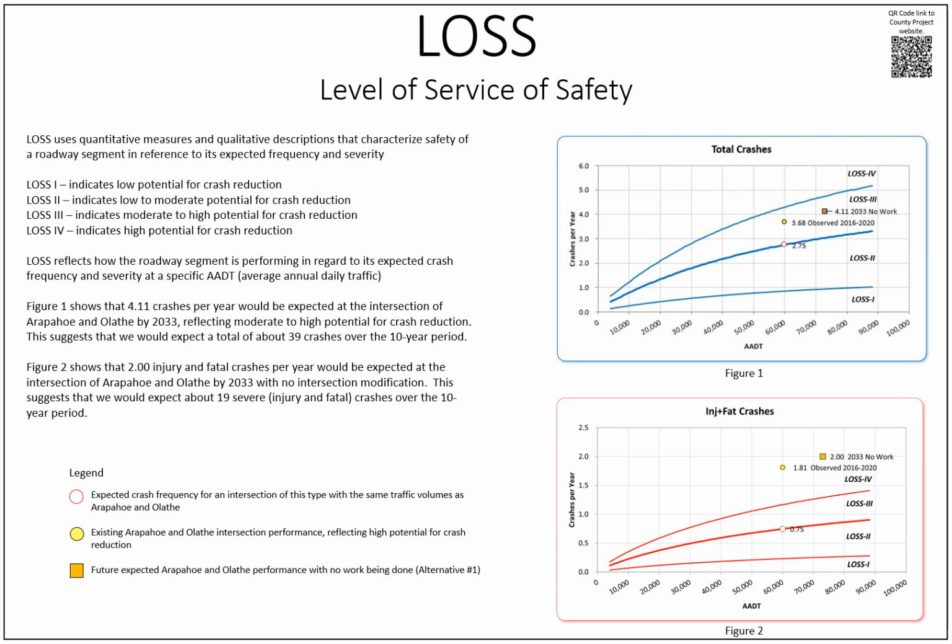Figure 2 shows 2.00 injury and fatal crashes per year would be expected at the intersection by 2023, with no intersection modification. This suggests we would expect about 19 severe injury and fatal crashes over the 10-year period.